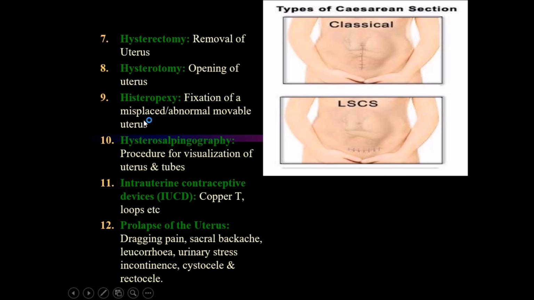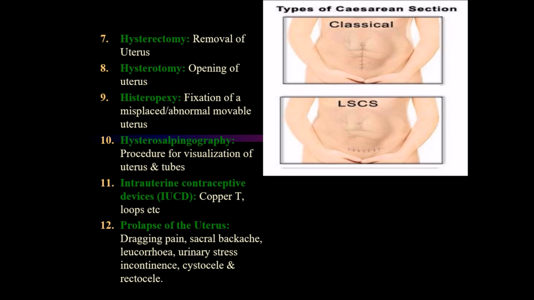Then there is something called the hysteropexy. This is nothing but the fixation of the mobile or misplaced uterus. Sometimes, as we have studied the supports of the uterus, which are the primary ligaments and secondary ligaments, the primary ligaments sometimes get stretched and even get cut, and that leads to a misplaced or displaced uterus. At that time they do the hysteropexy, where they put it back in its normal position.